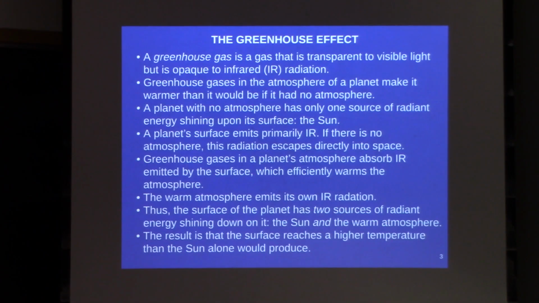But greenhouse gases in a planet's atmosphere absorb infrared light emitted by the surface, and that efficiently warms the atmosphere. Now, there's another thing, right? The greenhouse effect is notorious for being explained incorrectly. People say Earth's atmosphere acts like a blanket. That is not what is happening. Earth's atmosphere is not acting like a blanket.